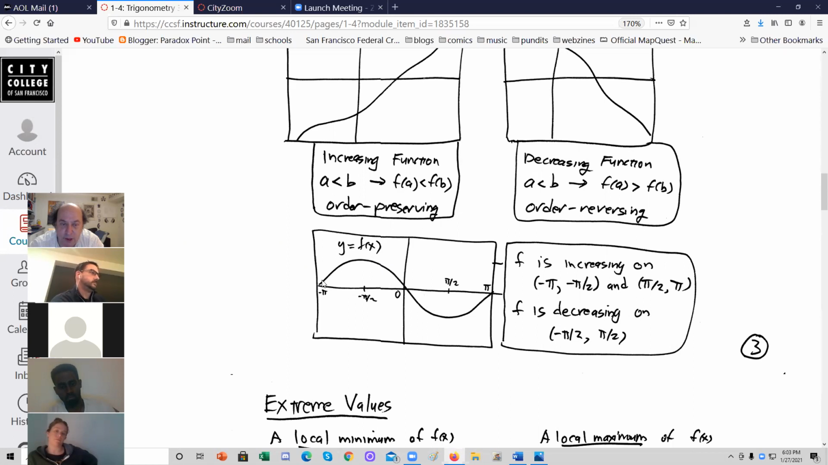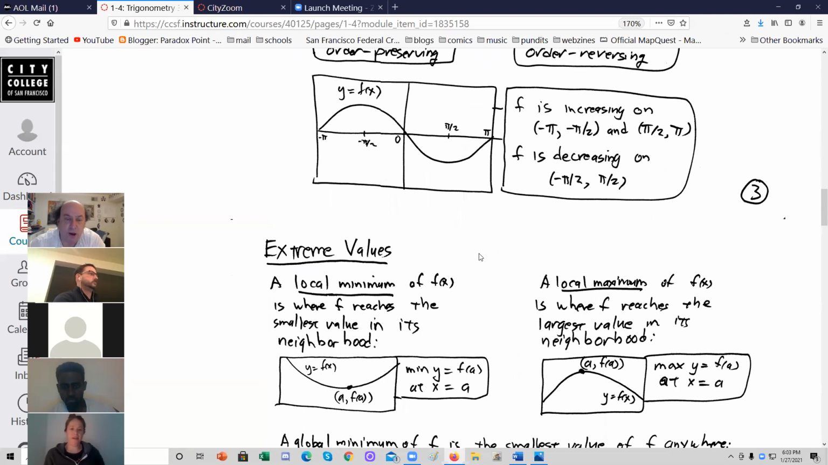Now, if a function is increasing and then is decreasing, for at least a moment there, it's as big as it's going to be, at least in its neighborhood. Here it's decreasing, pause, and increasing. So here, it's the lowest it can be in its neighborhood. These are called extreme values. A local minimum is where f reaches the smallest value in its neighborhood. So here, y equals f of x. Here it reaches a bottom at a, with f of a. So the minimum value is y equals f of a at x equals a.